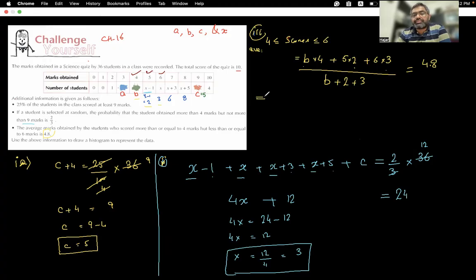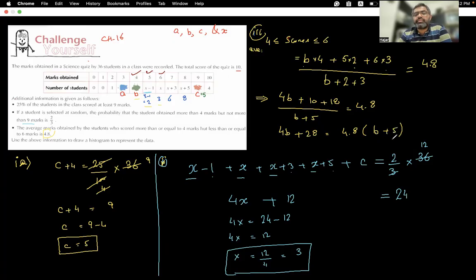So let's solve it. B into 4, let's write it down: 4B plus 5 into 2 is 10, plus 6 into 3 is 18, over B plus 2 plus 3, which is B plus 5, is equal to 4.8. We do cross multiplication and we can solve for B. So we get 4B plus 10 plus 18, which is 28, is equal to 4.8 times B plus 5. Fine.